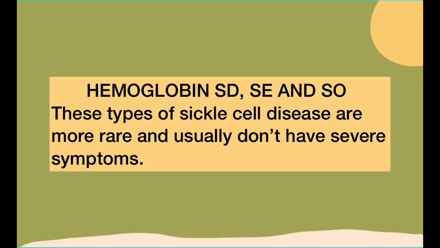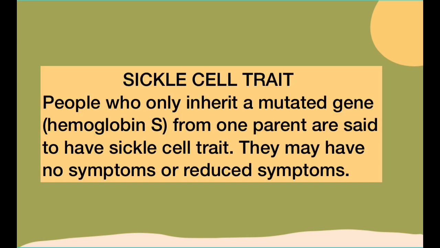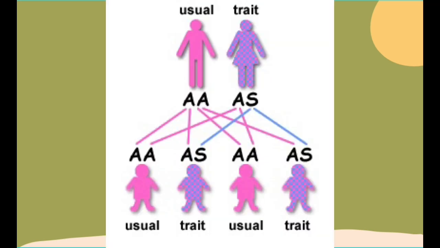We also have hemoglobin SD, hemoglobin SE, and hemoglobin SO. These types of sickle cell disease are more rare and usually don't have severe symptoms. Sickle cell trait. People who only inherit a mutated gene from one parent are said to have sickle cell trait. They may have no symptoms or reduced symptoms.